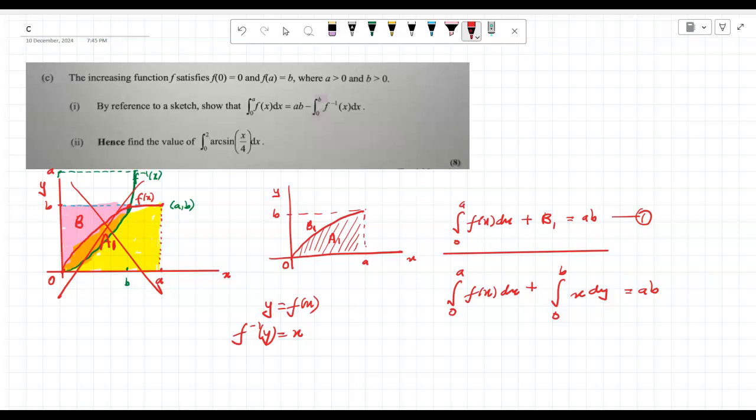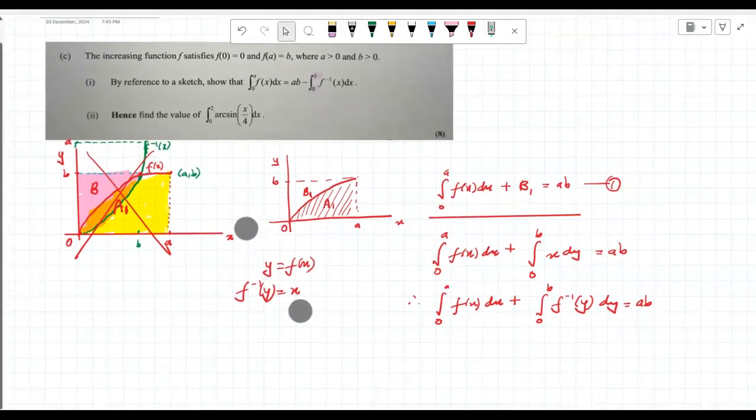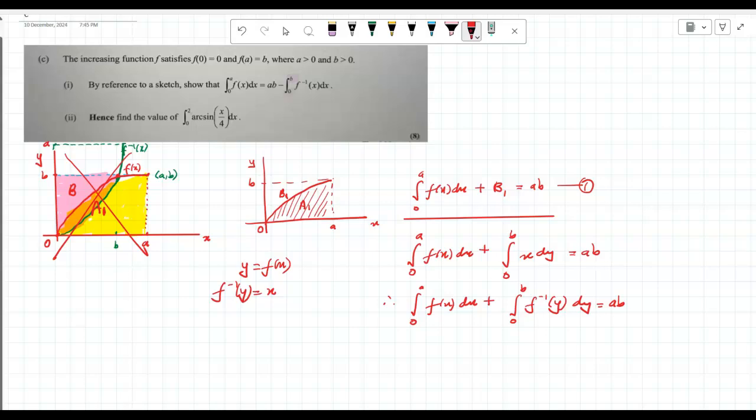So therefore, 0 to A plus 0 to B, f inverse of y dy, is equal to AB. Correct? Now this y is just a variable name, so you can replace it by anything. It's fine if both your variables are called the same thing.